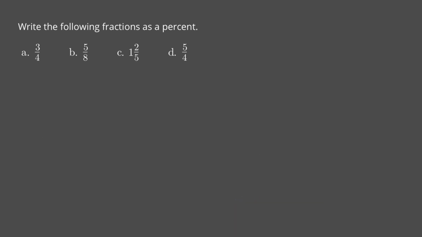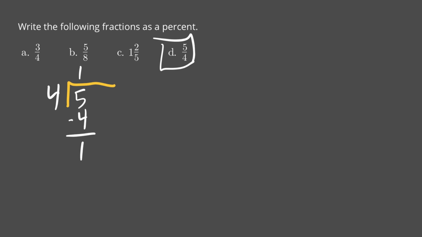Part D is very similar to part C, so if you want to give this video a pause and try it on your own, now is a great time. To solve this problem, we will do long division, placing 4 on the outside, 5 on the inside. 4 goes into 5 once. That gives us a 4. Subtracting it out leaves us with 1. We will need to put in a decimal, drop down the 0. 4 goes into 10 2 times.